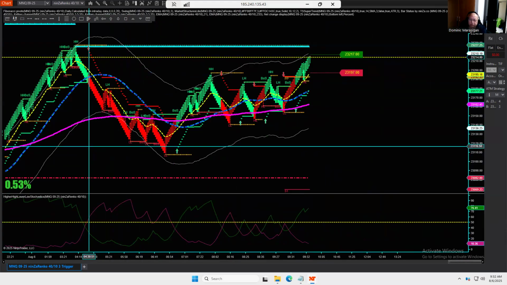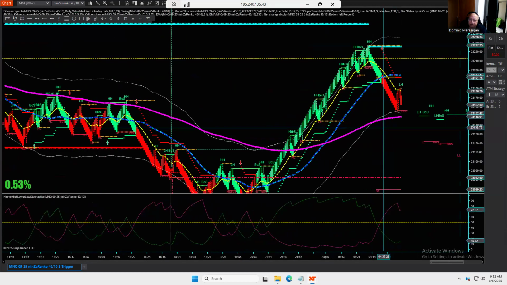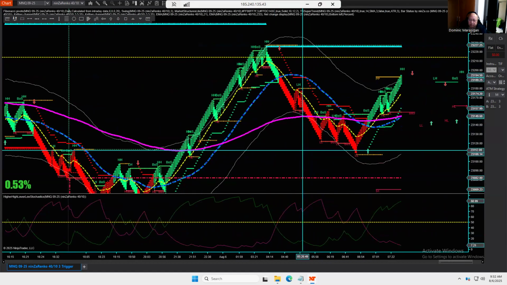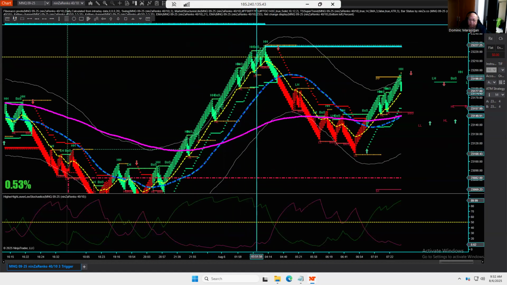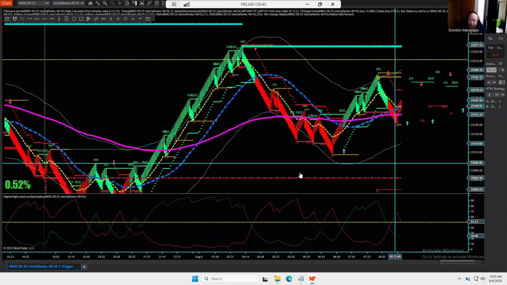Because obviously, what's our trend? Obviously, it's up. There's your first move right there. One pullback, and now it continues going up.